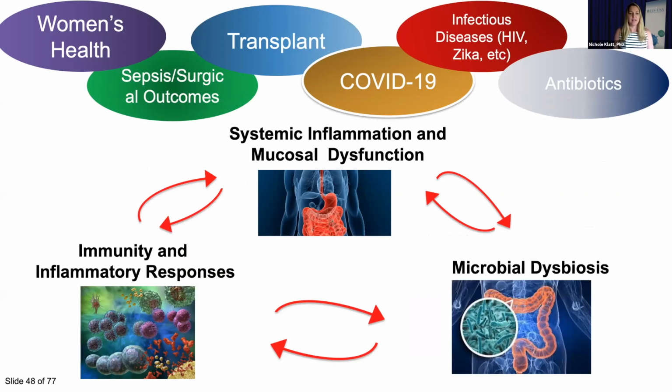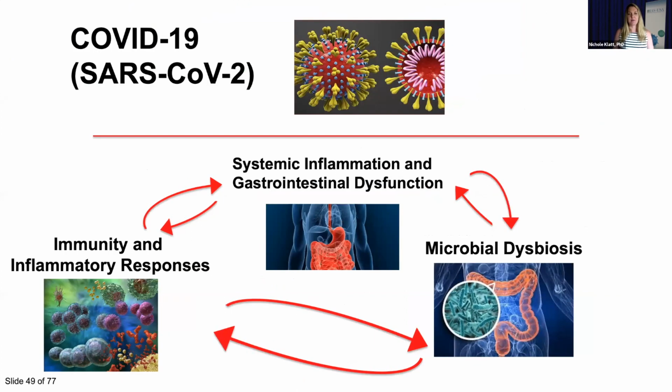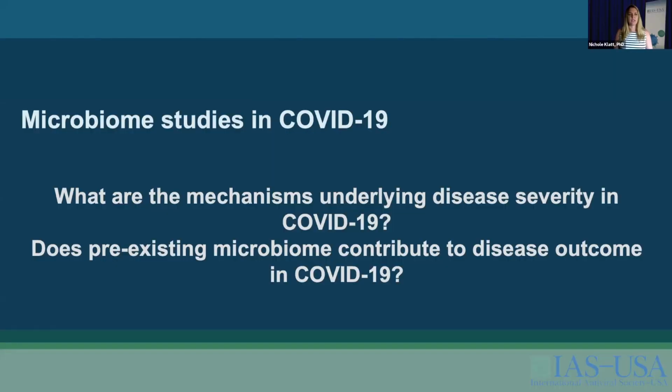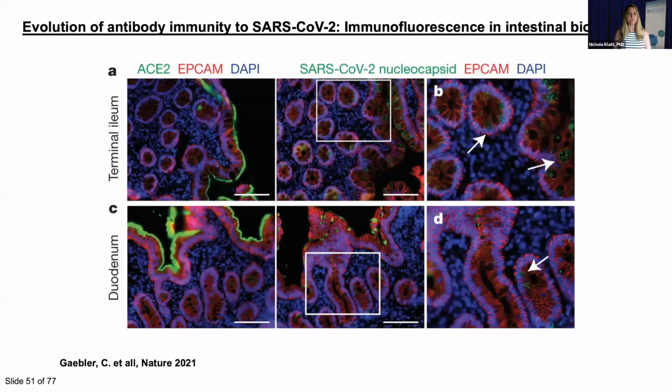So that is ongoing work in our lab, and maybe I'll come back in a year and tell you more about that. Back to the schematic, we then wanted to go into COVID-19. Obviously all of us working on HIV had to quickly shift gears in the last year and think about COVID. We wanted to understand if the microbiome was impacting COVID-19 disease, and could it be one of the mechanisms underlying disease severity? We're working hard on understanding if the pre-existing microbiome contributes to disease outcome in COVID-19.